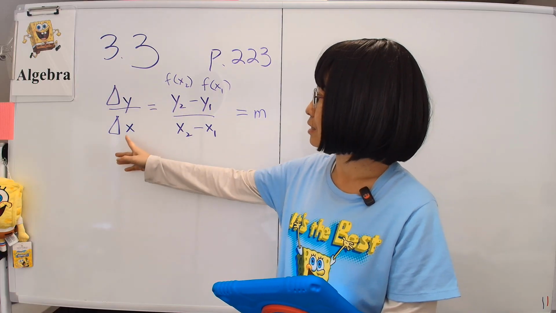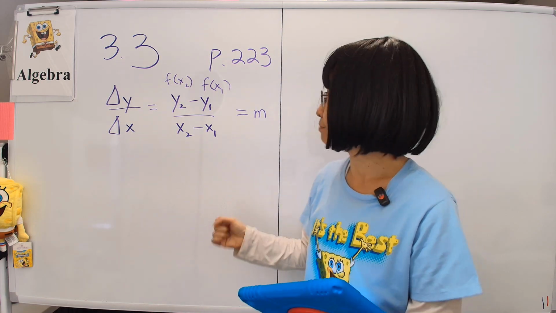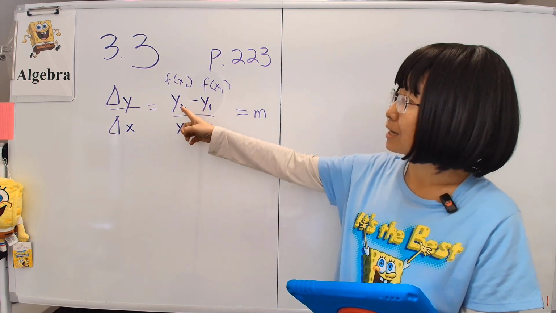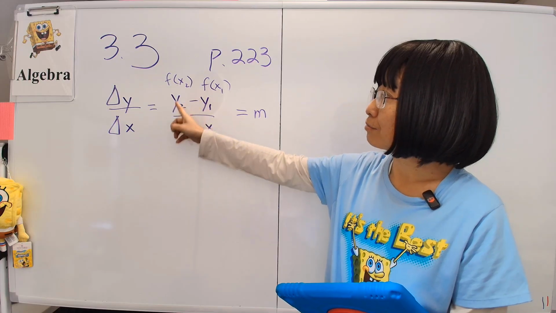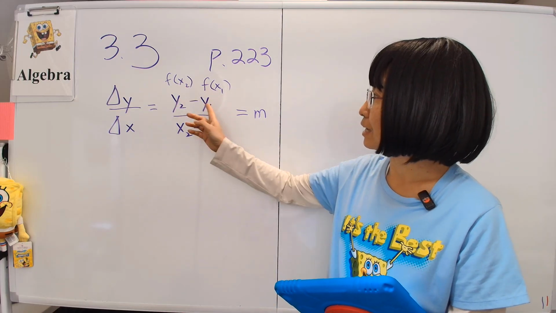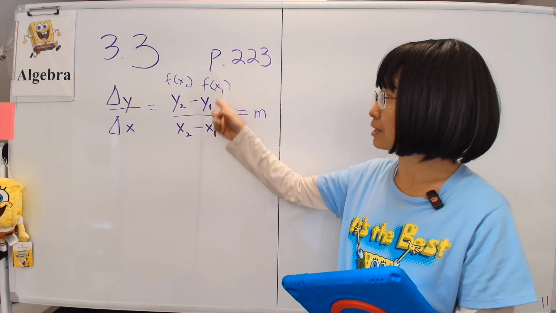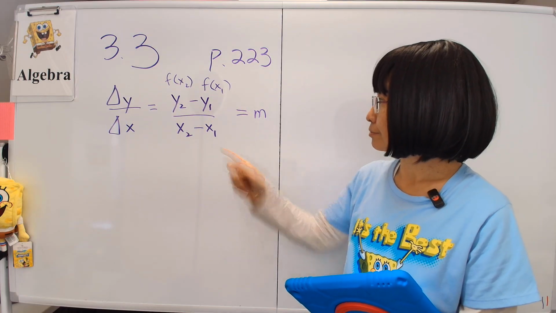As you notice, delta y or delta x can both be either positive or negative. Now this y2 also means f of x2, and y1 is also called f of x1. These are all the same things.